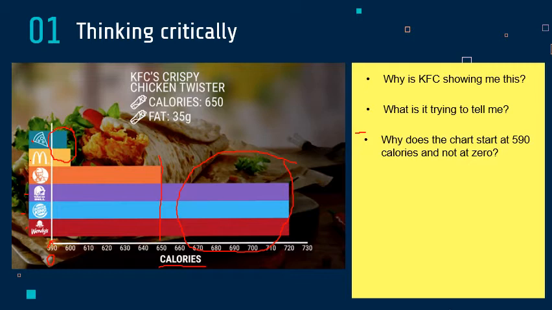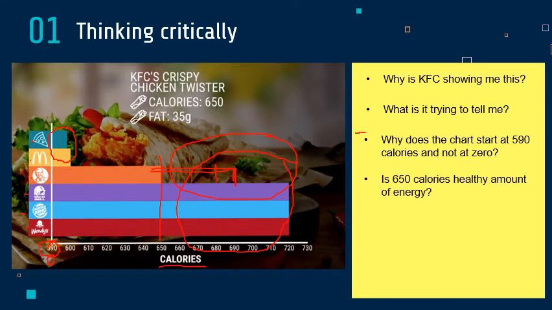Now, I'm going to say the reason they're starting at 590 and not at 0 is because this difference here looks bigger when we start at 590 and go up to 730. If I started at 0 and went all the way up to 730, the difference wouldn't look as big. It'd probably be about here or so. It wouldn't look as big. So they're trying to make the difference look bigger than it would on another data display. So again, trying to convince me.